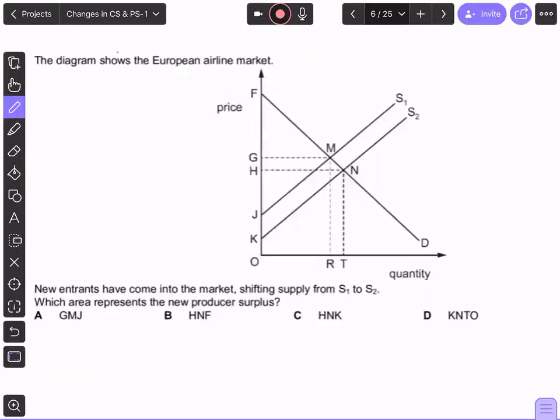The diagram shows the European airline market. New entrants have come into the market, shifting the supply outwards to S2. Which area represents the new producer surplus? Now, what will be the new producer surplus?